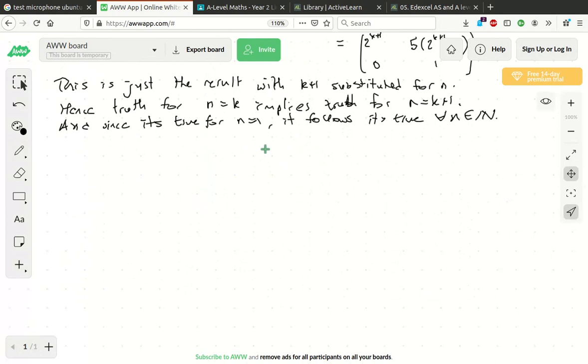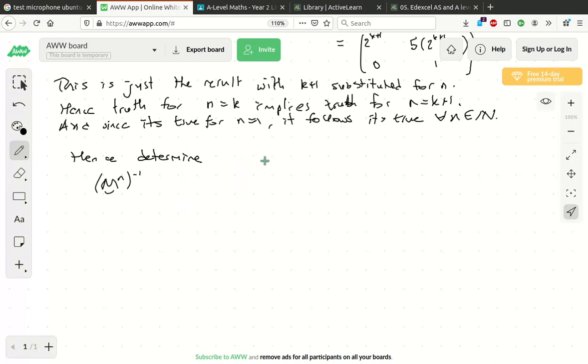Now, part B, this is like the fun bit. It says, hence determine an expression for M^n to the minus 1. Now this is the inverse matrix. Resist the temptation to start manipulating the powers or anything like that. It's asking for the inverse matrix.